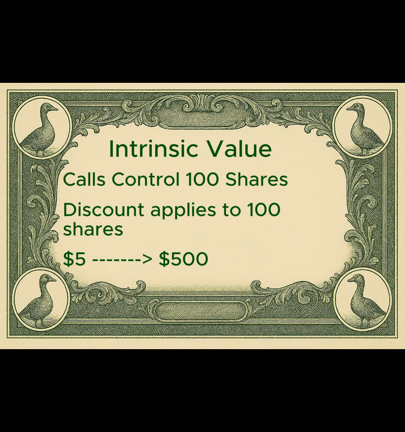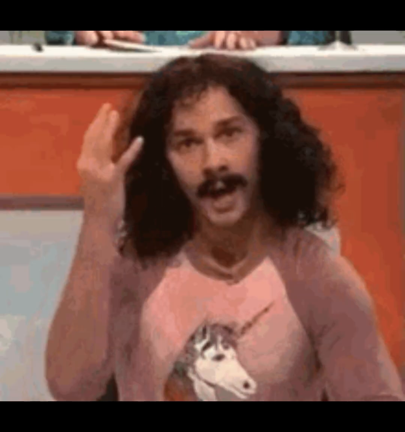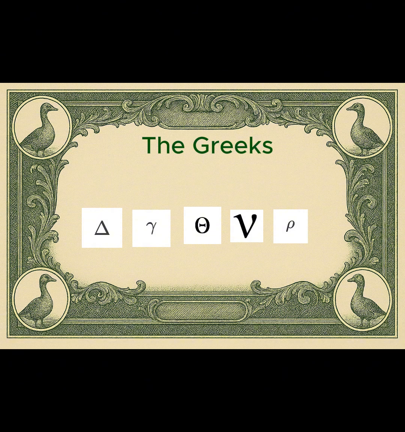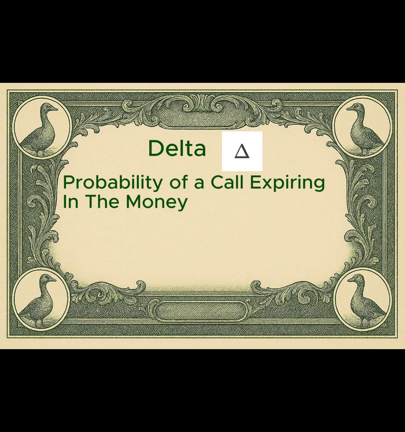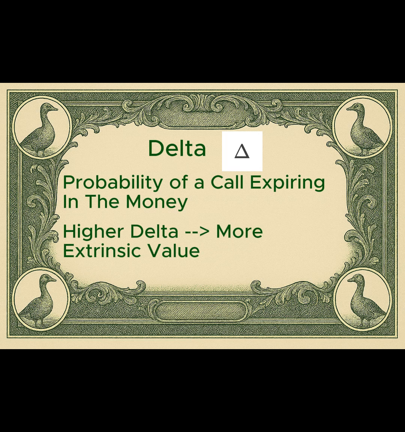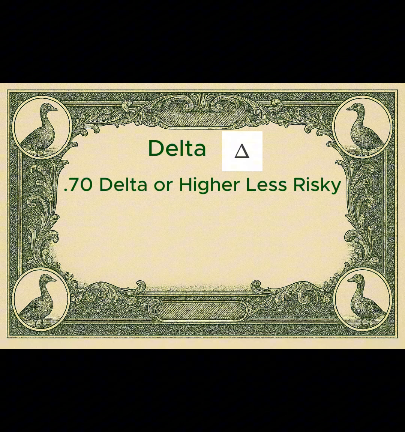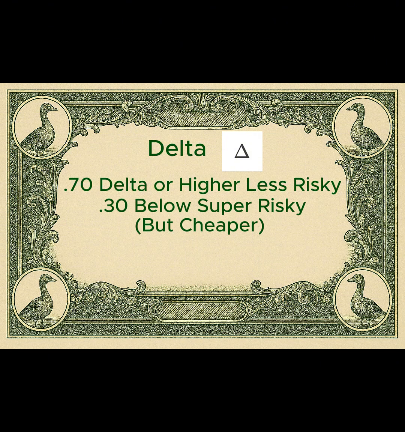Now let's explain extrinsic value as seen through the eyes of an amateur trader. Extrinsic value is made up of time and magic, or as I know them, the Greeks. The Greeks sound more like a fraternity name, but they can make or break your account in a snap. We're going to go over delta, gamma, theta, vega, and rho. Delta is the probability of a call expiring in the money. When this is high, your extrinsic value is high. It also tracks how much value a call will gain for every dollar the underlying security goes up. Most traders look for a 0.70 delta to minimize risk, but do with that what you will.